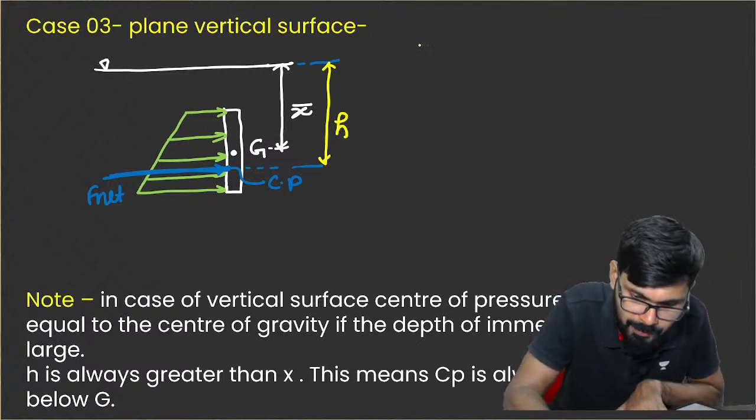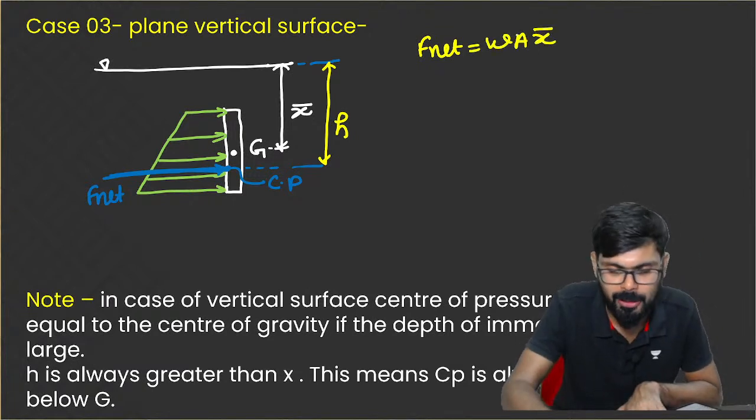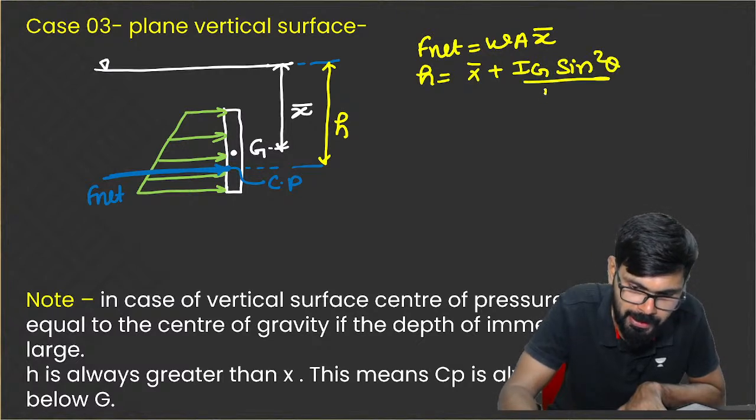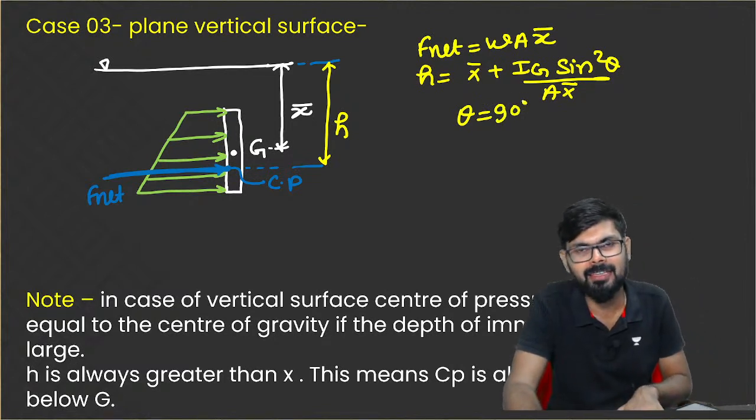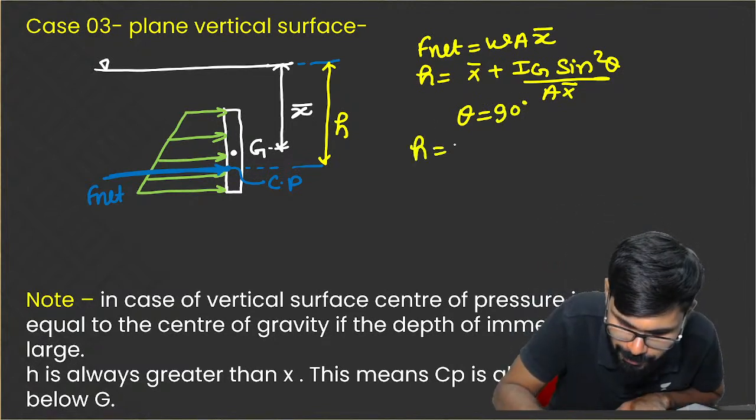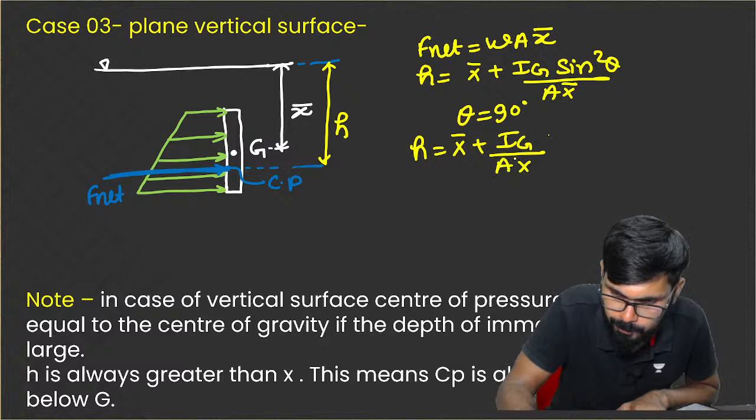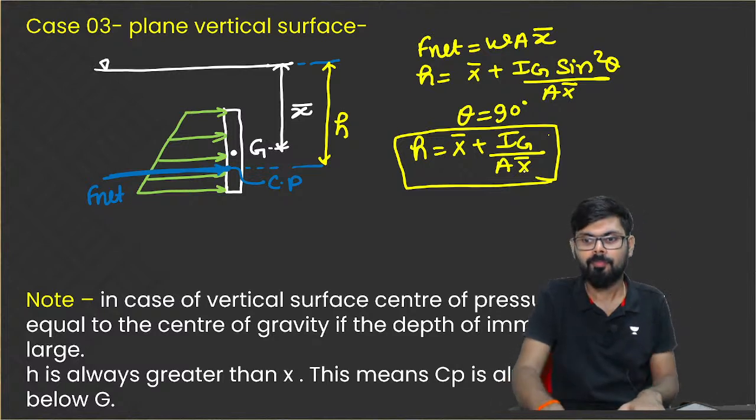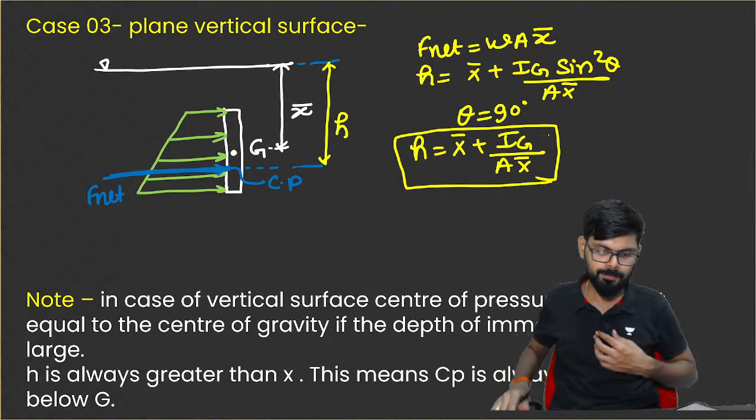So what is the F net value? F net value is the same, WA x bar only, but h value will come x bar plus Ig sin square theta by A x bar. Now theta value will be 90 degrees. Theta will be 90 means sine theta will be 1. So h value will come x bar plus Ig by A x bar. Clear? Any confusion?